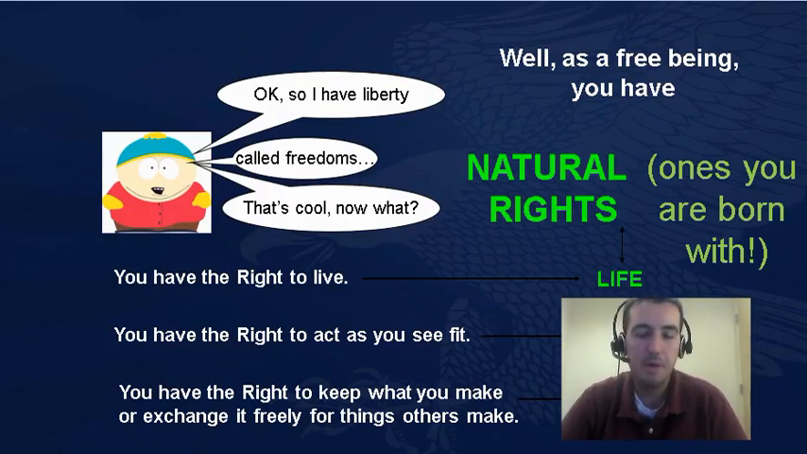So we talked a little bit earlier about natural rights, and I said those are things that you're born with. Liberty's part of that, and there are two other ones that I want you guys to know about. These are things that you are born with. They're your natural rights because you're born with them.